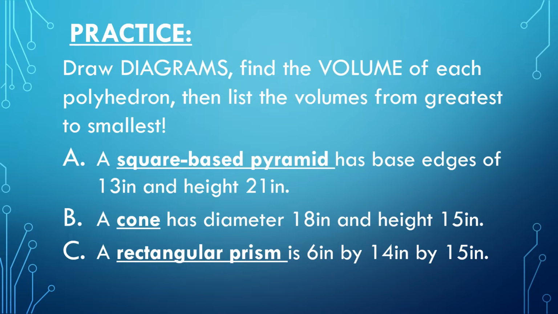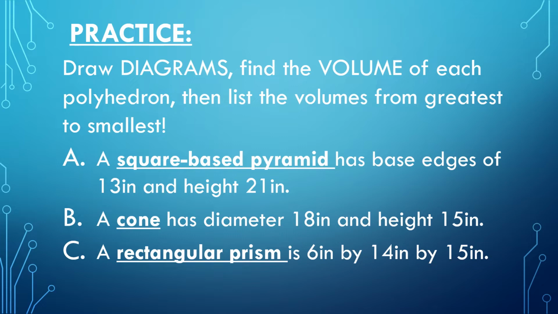The first thing is a do now that I often do in class: draw diagrams and then find the volume of each polyhedron and then list volumes from greatest to smallest. So in A, you have a square-based pyramid with base edges of 13 inches and height of 21 inches. B is a cone with a diameter of 18 inches and a height of 15 inches. And then C is a rectangular prism, which is 6 inches by 14 inches by 15 inches.